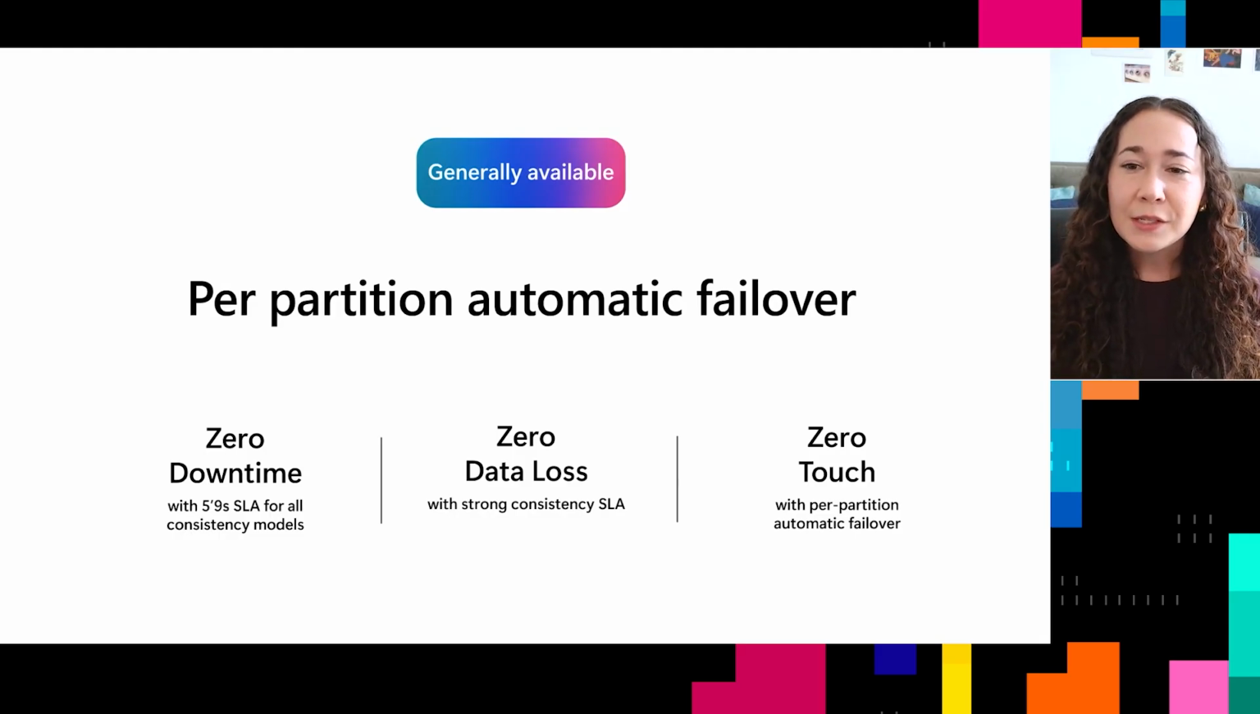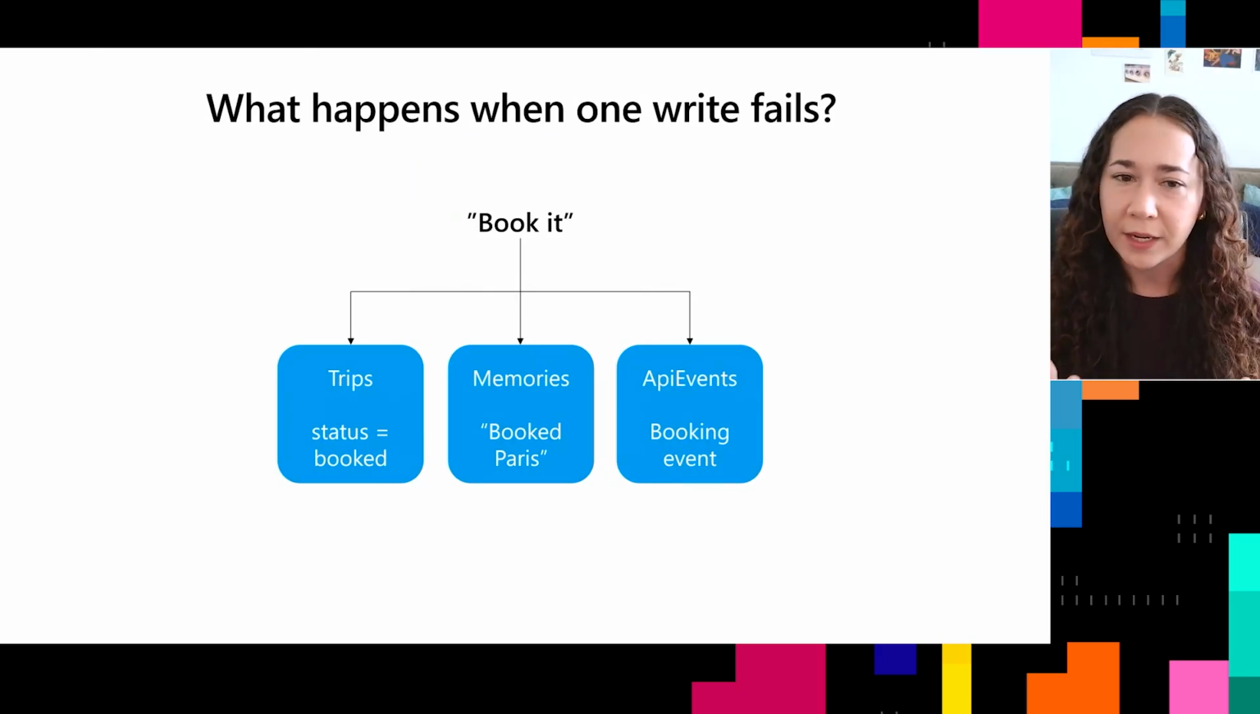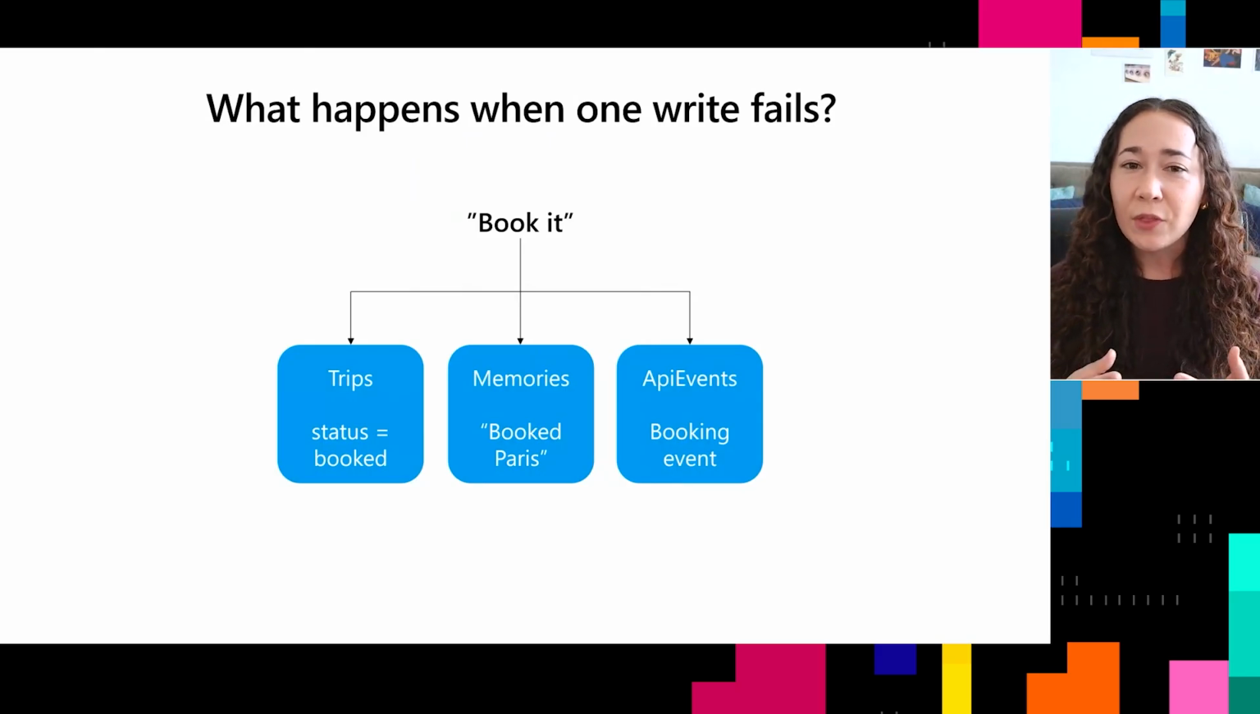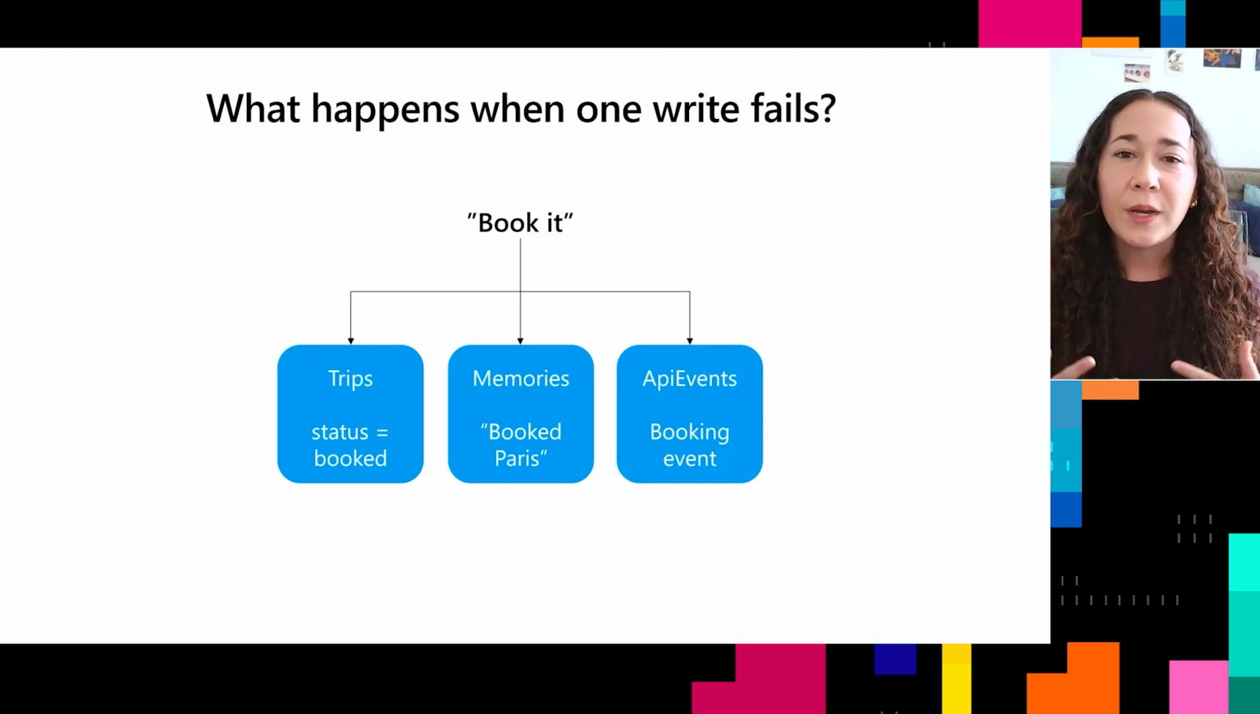So now we know that we have availability at the partition level, but we still do need to manage some complex operations in our application on the write path. Even though our writes are guaranteed to be available because Cosmos DB will be up, we need to make sure we still have consistency.